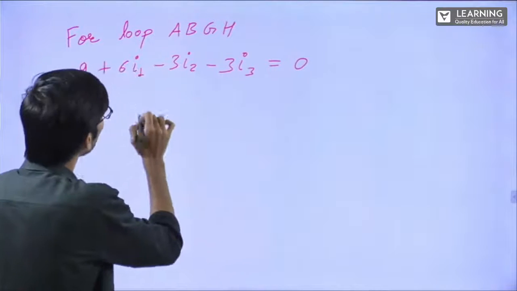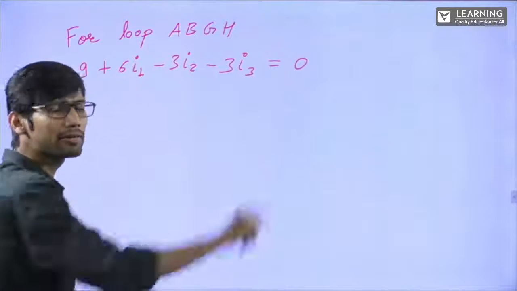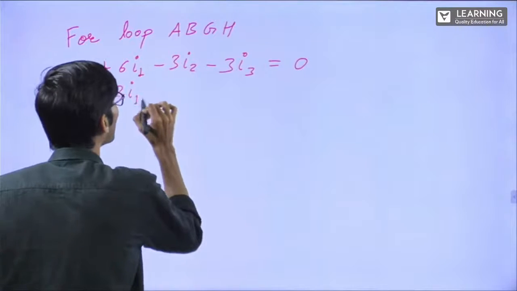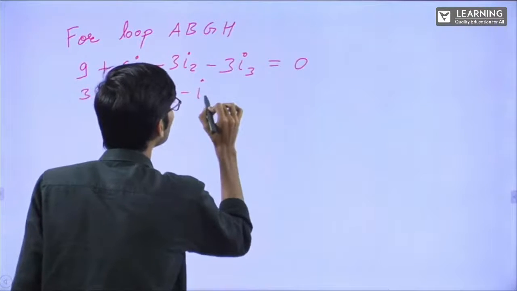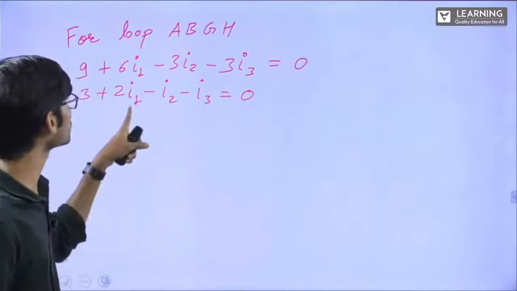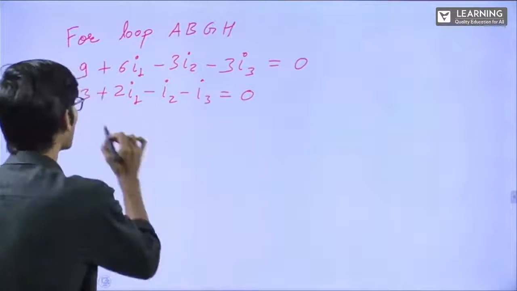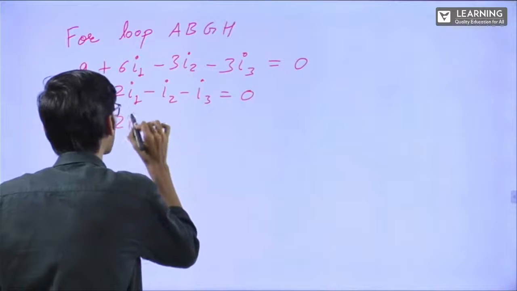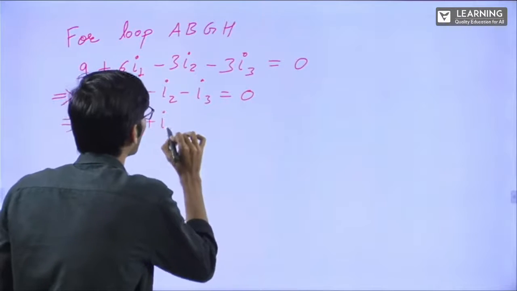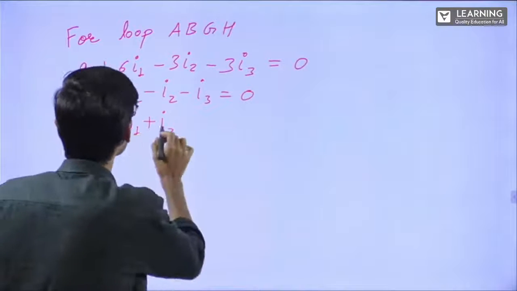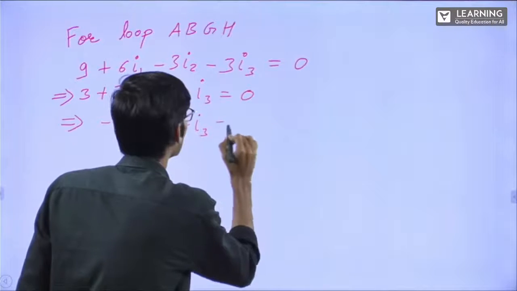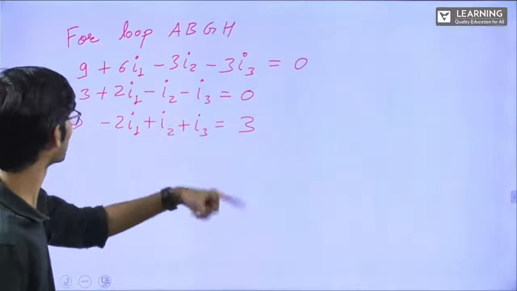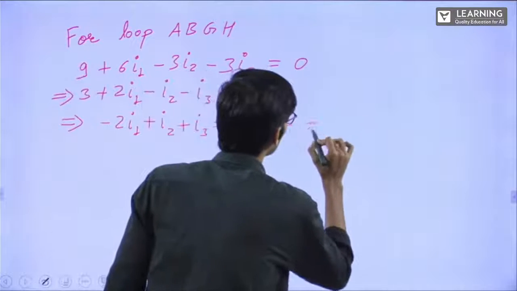So now, all right, again I can divide this entire equation by 3. So this will be 3 plus 2I1 minus I2 minus I3 is equal to 0. From here, this is minus 2I1 plus I2 plus I3 is equal to 3, correct? This went that side, this went that side, is equal to 3. This is my equation number 2.